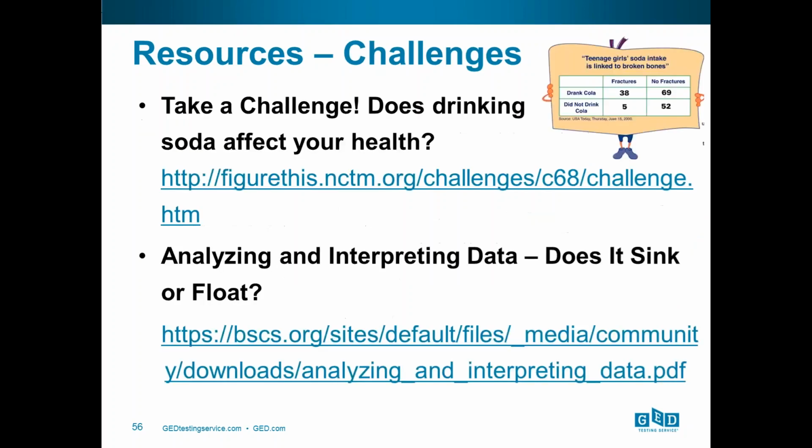And last but not least, if you want something that starts at the experimental stage, these lesson plans are great. They come out of a couple different sites here. Take a challenge. Does drinking soda affect your health? Again, it starts with the scientific investigation and it leads into graphics. The same thing with analyzing, interpreting data. Does it sink or float? Again, a lesson plan that starts at the investigative design stage and then moves towards graphics.